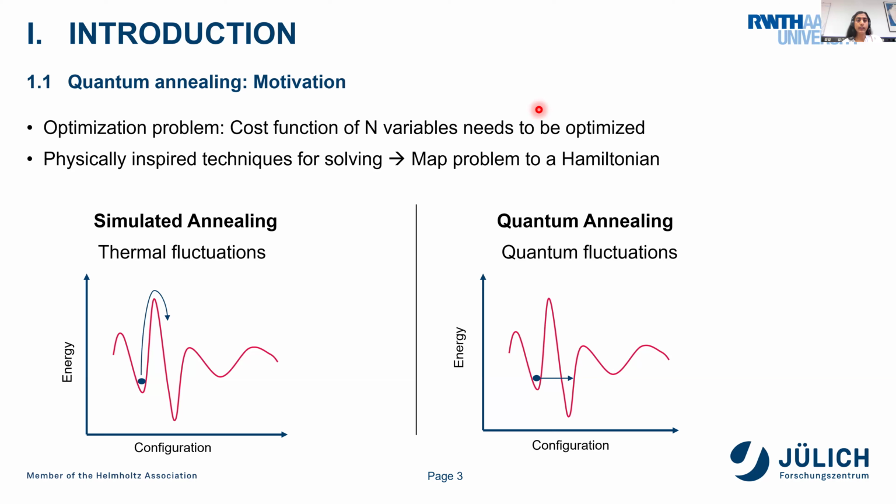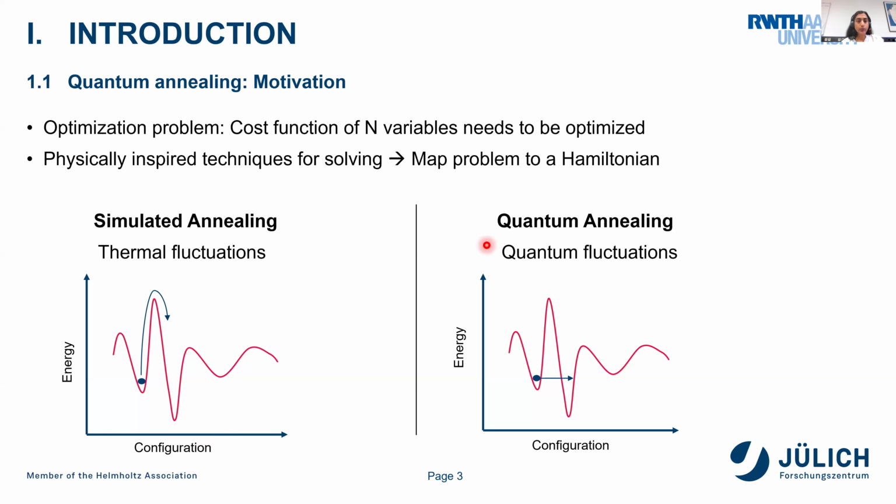One such technique is that of simulated annealing. Here we explore the energy landscape of the problem using thermal fluctuations to find the configuration that corresponds to the smallest energy. However, if the potential barrier becomes high in some case, the state of the system can get stuck in a local minimum, thereby restricting our search for the global minimum.